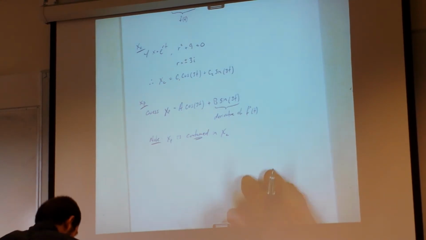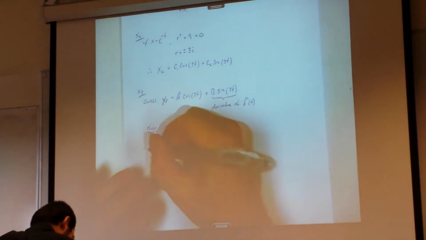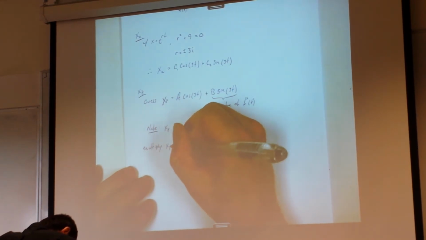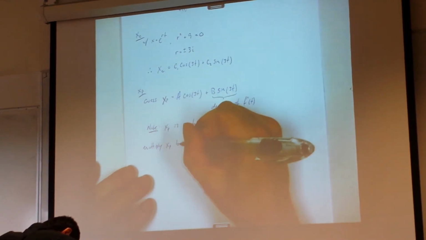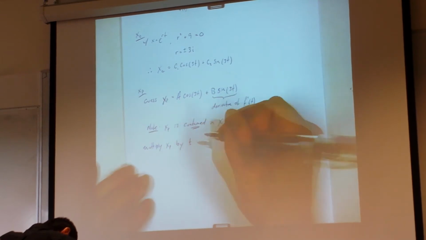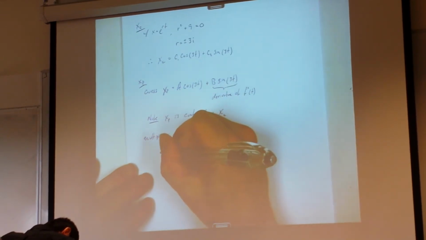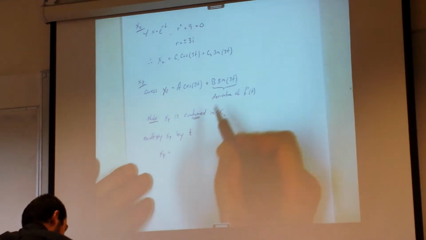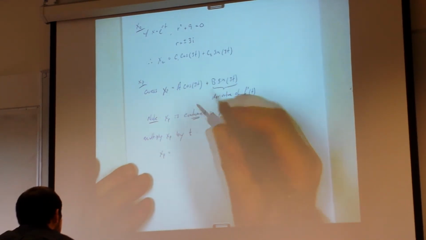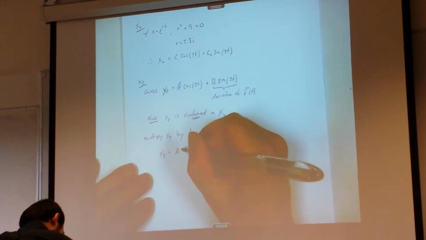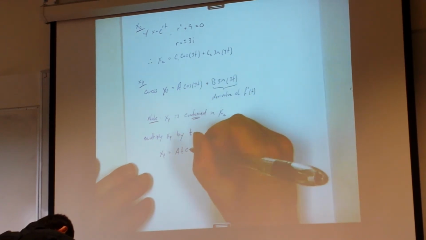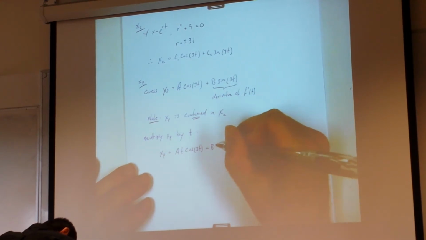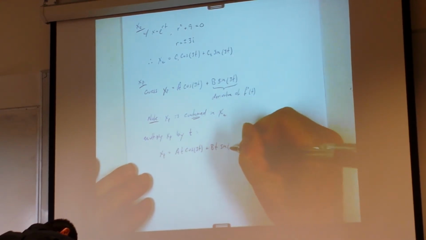All right. So we multiply our x sub p by a linear factor. Okay, so we take as our first guess, multiply t to both of these, and it would just be a t cosine 3t plus b t sine 3t.